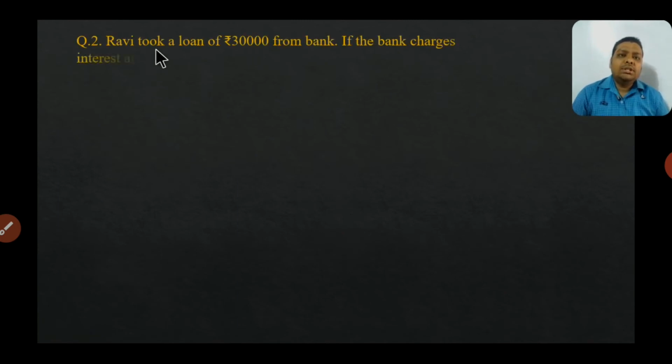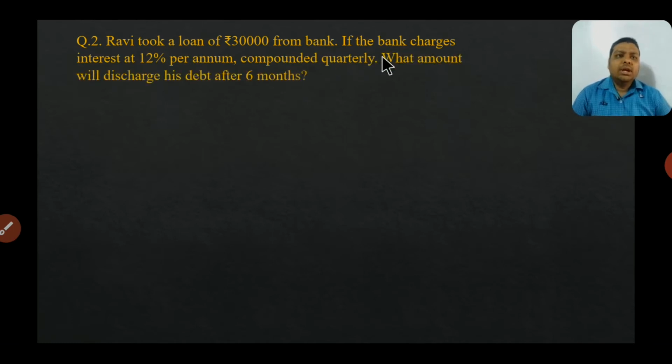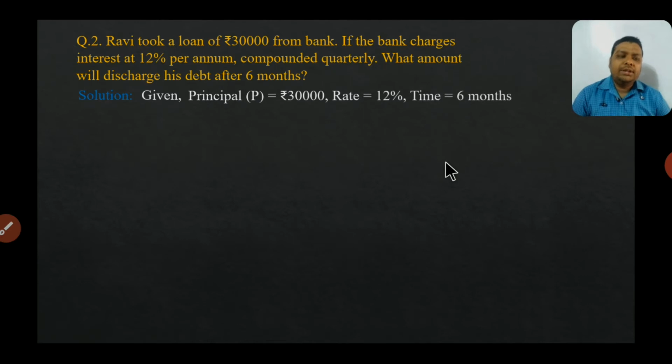So here you can see Ravi took a loan of rupees 30,000. The amount is 30,000 and the bank charged 12% per annum, the rate compounded quarterly. Now we have to find the amount. The time is given as only 6 months. So at first we will write what is given: principal, rate and time.